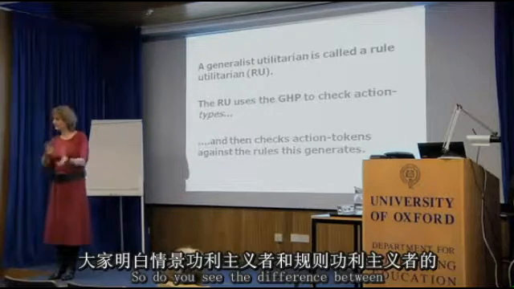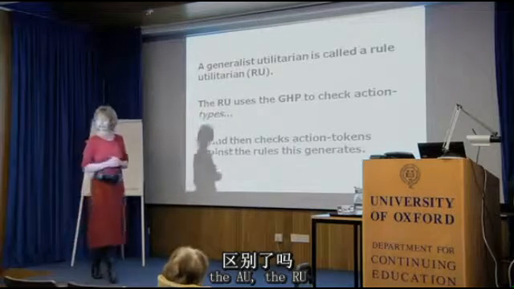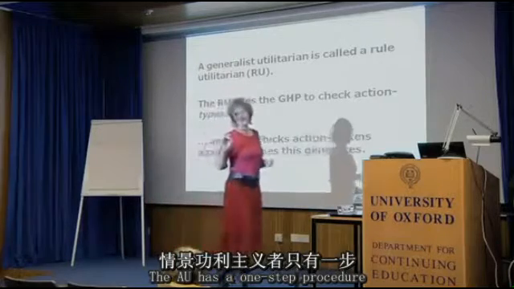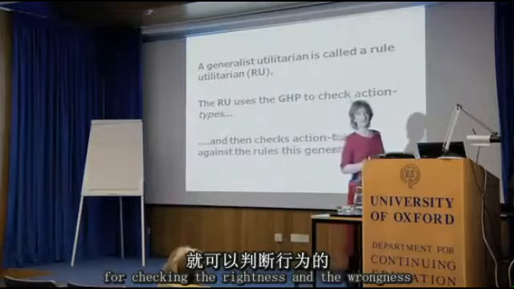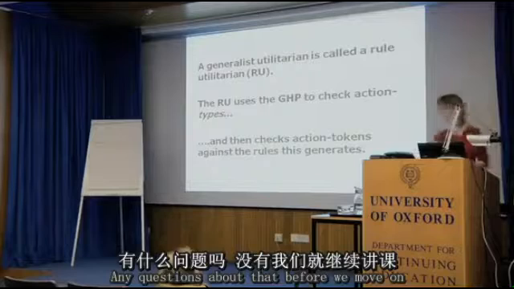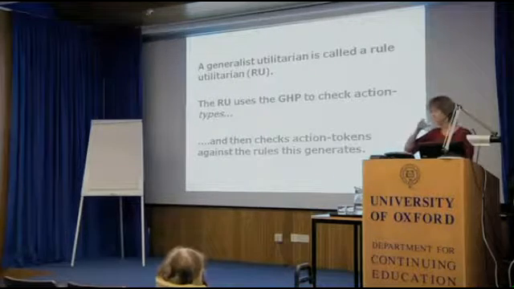So do you see the difference between the act utilitarian and the rule utilitarian? The rule utilitarian has a two-step procedure. The act utilitarian has a one-step procedure for checking the rightness and wrongness of actions. Any questions about that before we move on? No?